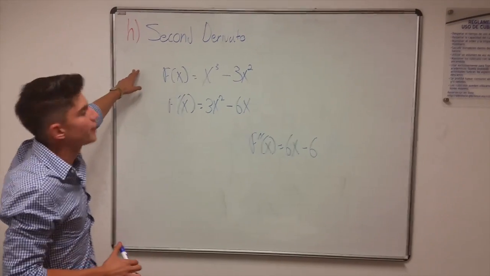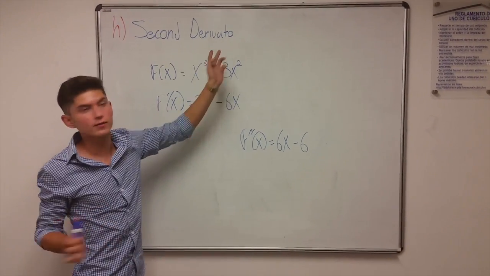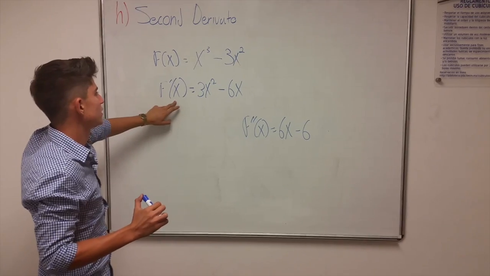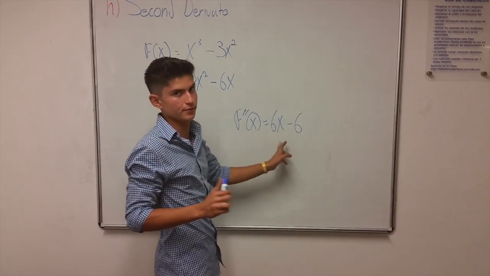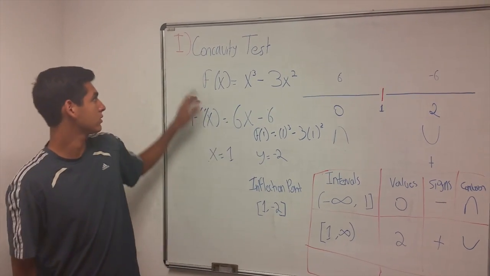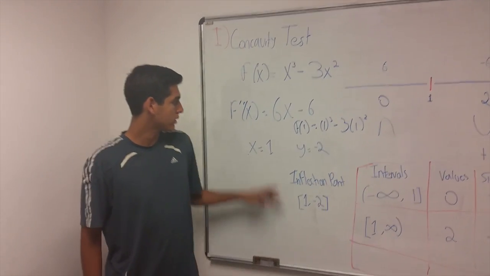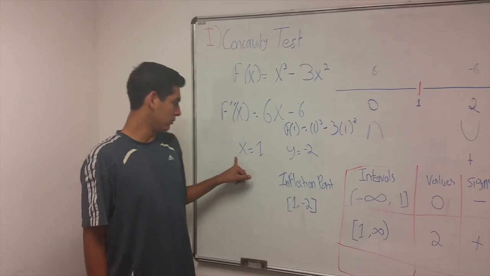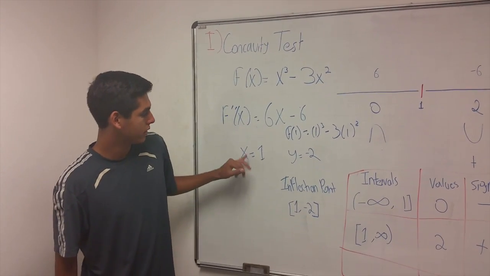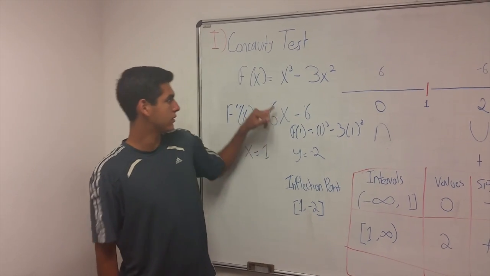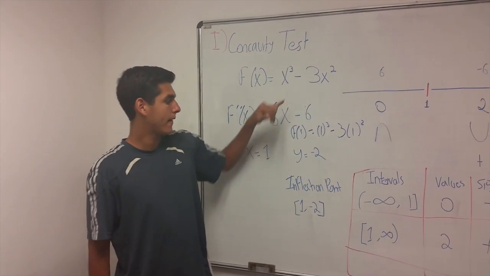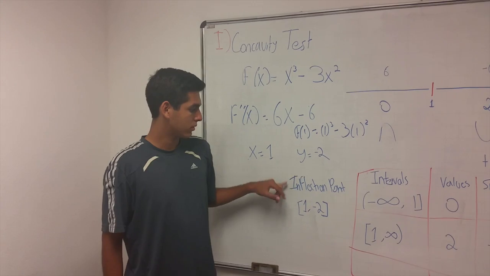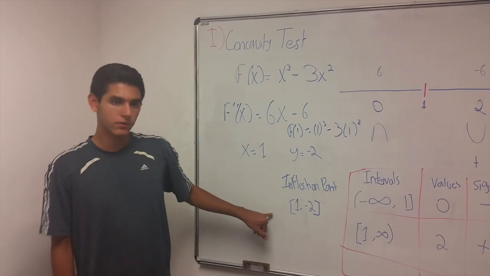So in letter H, it asks for the second derivative. So here we have the original function. This is the first derivative, and this is the second derivative. For the next point, we are asked to do the concavity test, and for this we need the second derivative of the problem. And when we make it equal to 0, we get that x equals 1. And in order to get the other coordinate, we need to plug this into the original equation, and we get that y equals -2. And with these two numbers, we can get the inflection point, which is (1, -2).